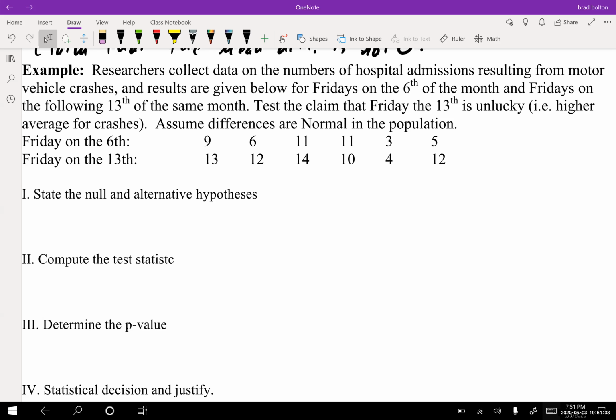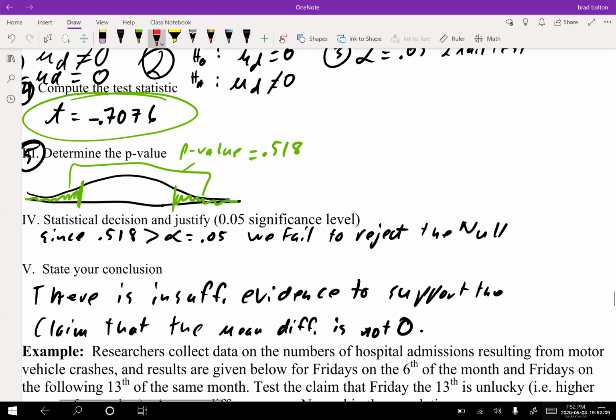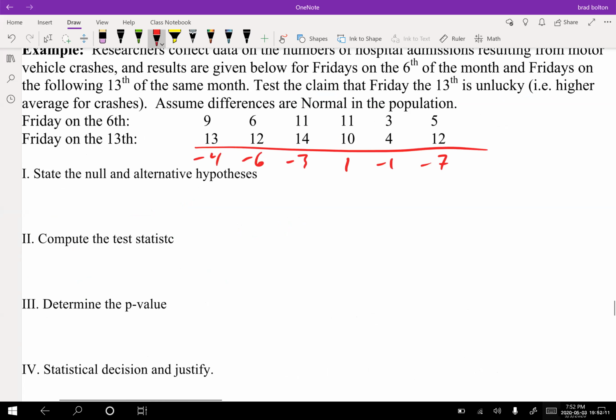Okay, so once again, I guess we could just do top minus bottom again, and I would get -4, -6, -3, 1, -1, -7. So we're going to get a bunch of negatives. Okay, so let's see here. If we did top minus bottom, is that what I did? I want to keep it consistent. Did I do top minus bottom here? Yeah, so let's do top minus bottom again.